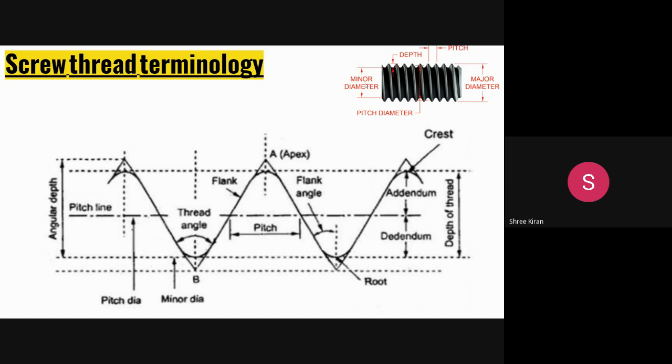Then the third one is pitch diameter or effective diameter. In the case of pitch diameter or effective diameter, this is the pitch diameter, and this is also named as the pitch line. It is defined as the imaginary cylinder diameter, where the surface of which would pass through the thread at such points as to make equal width of the thread and width of spaces between the threads.